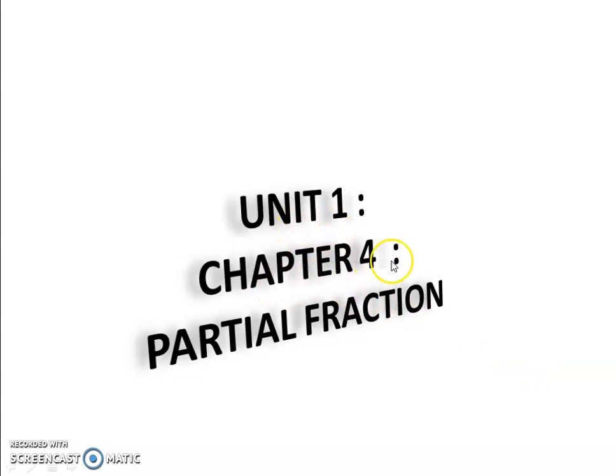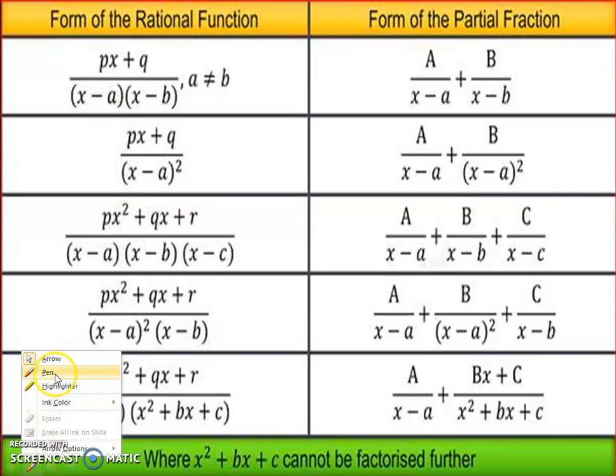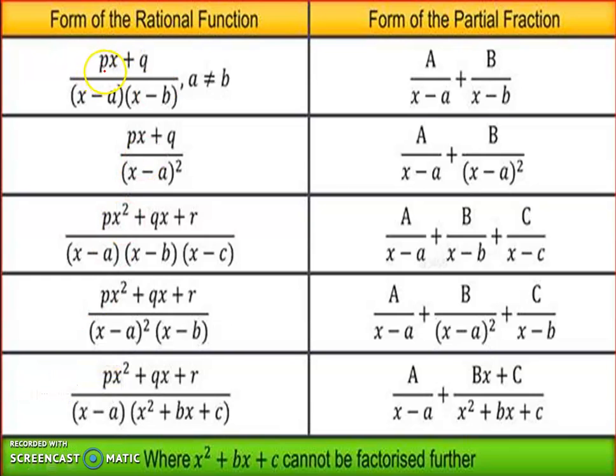Unit 1, chapter number 4: partial fraction. We have to revise the formats again because they are very important. (px + q)/((x - a)(x - b)), where the factors are non-repeated and a is not equal to b, becomes A/(x - a) + B/(x - b).